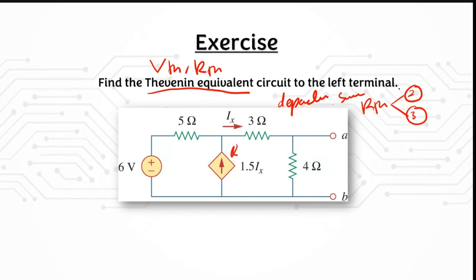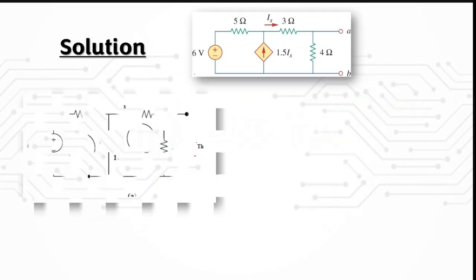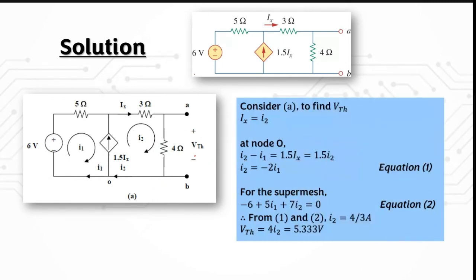And in order to calculate VTH, this is your VTH. You need to get the value for I here, and then you can calculate VTH, or you can directly use any other method, whether mesh or node analysis, to calculate your VTH. For this question, you can calculate your VTH by using mesh analysis.